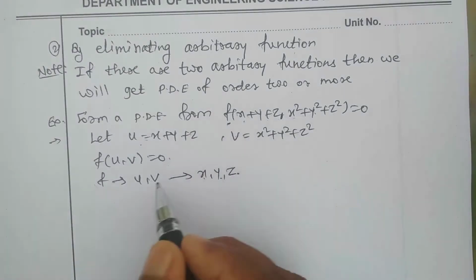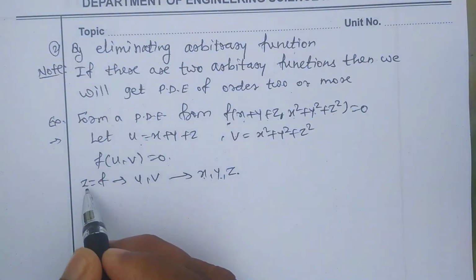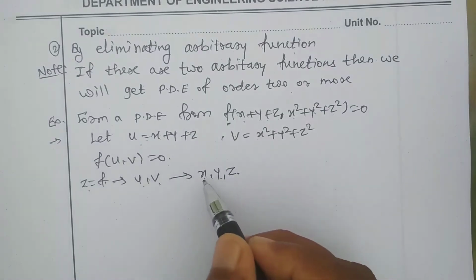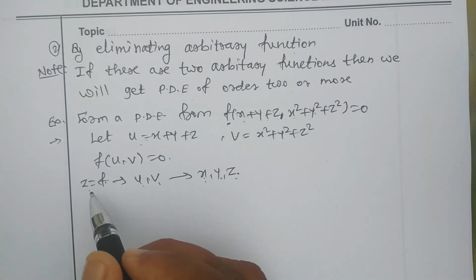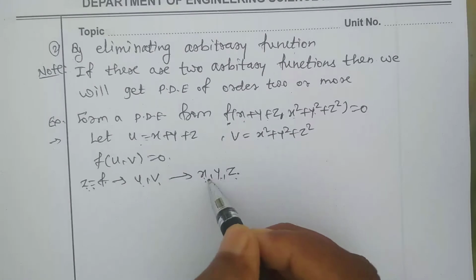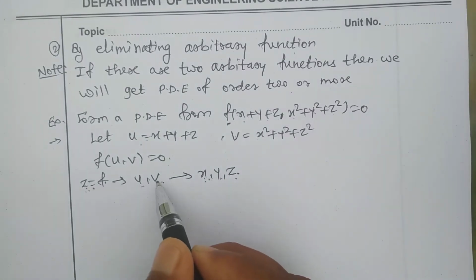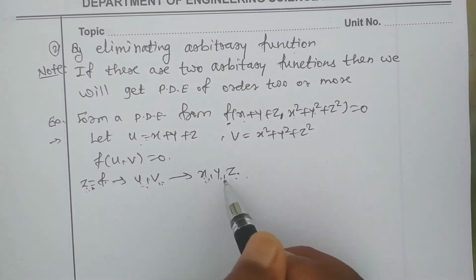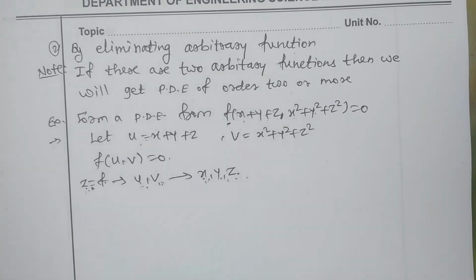Or this f we can suppose as z. We are going to suppose this f is z. That means z is a function of u and v, which are again functions of x, y, z. Suppose this case happens, and we require to find the derivative of z with respect to x. So this is a composite function. Z is a function of u and v, which are functions of x, y, z, that means z is a function of x, y, z, called a composite function.